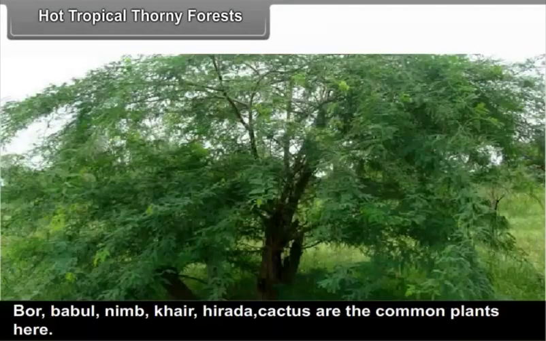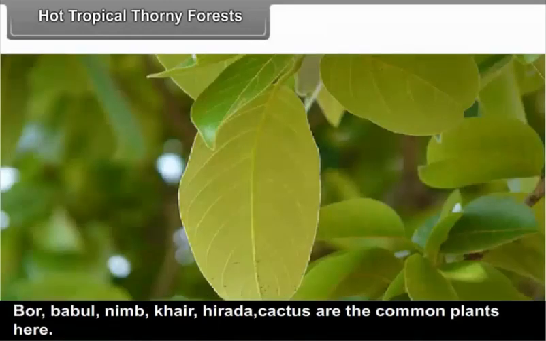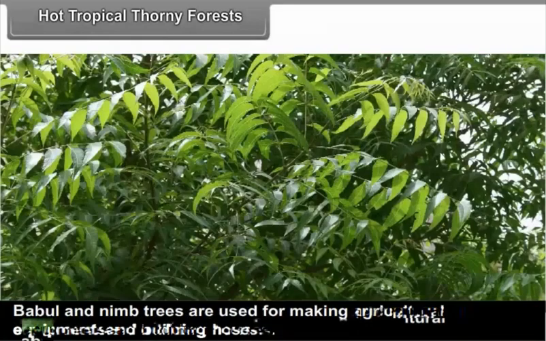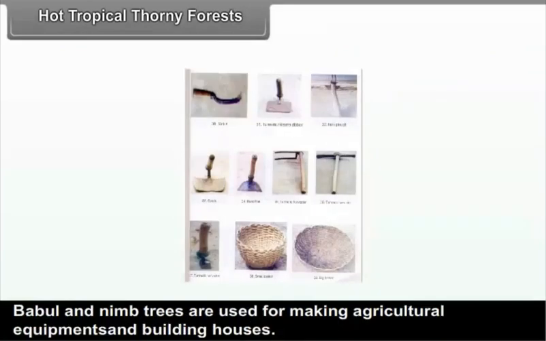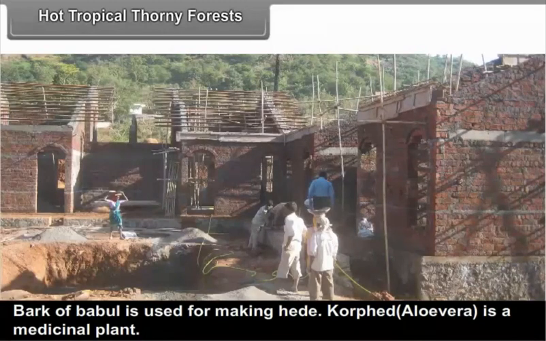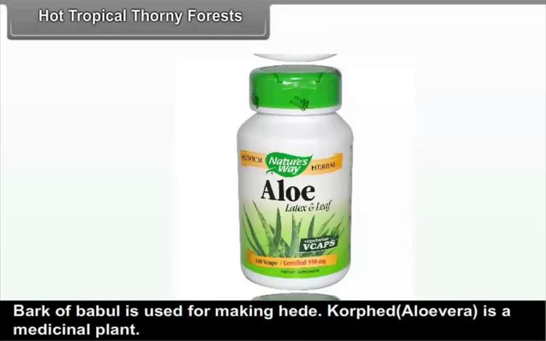Bor, babul, nimb, khair, hirda, cactus are the common plants found here. Babul and neem trees are used for making agricultural equipments and building houses. Bark of babul is used for making hide. Korphad, aloe vera, is a medicinal plant.